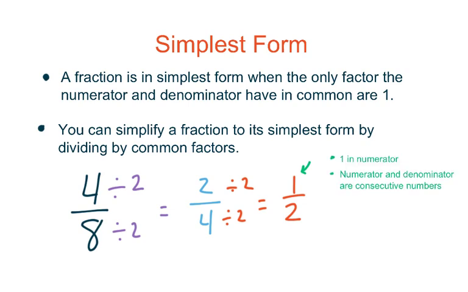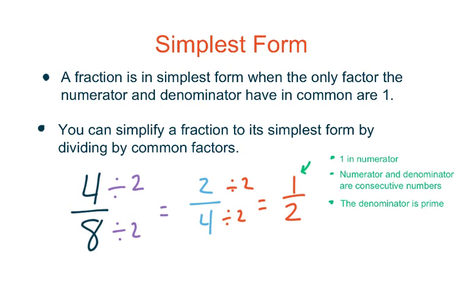The second hint is if the numerator and the denominator are consecutive numbers, then the fraction's in its simplest form. So that means if we have 1/2, or something like 2/3, or 4/5, or 16/17, whatever it is, as long as those numbers in the fraction are numerically consecutive. That means one number and then the next number. So 1 and then 2, 2 and then 3, 4 and then 5, 16 and 17. If you have two numbers that are consecutive in the numerator and the denominator, then that fraction is in the simplest form.